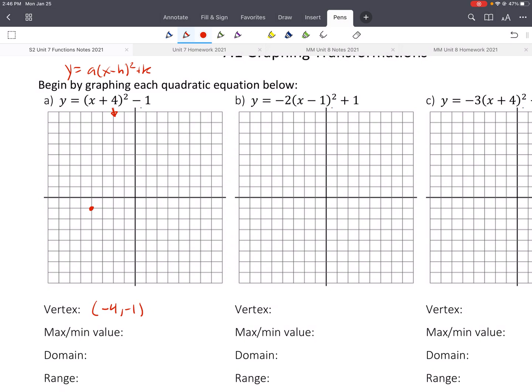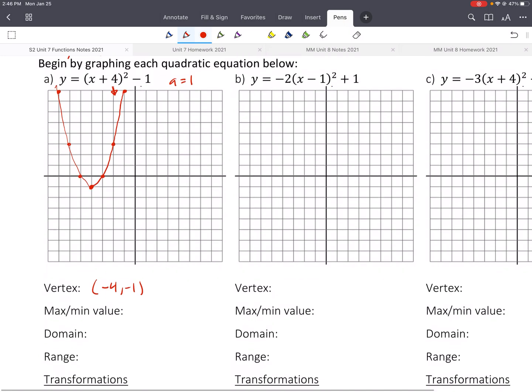And then we want to find more points by using our growth pattern. Here a is 1, so we'll do 1a, 3a, 5a, which will give us 1, 3, 5. So we'll go over 1, up 1, over 1, up 3, over 1, up 5. And we'll mirror it over to the axis of symmetry. Something like that, okay? Now we can answer the rest of this. So a max or min value, well, it is a minimum, and its value here will be -1. That's the lowest value it goes.